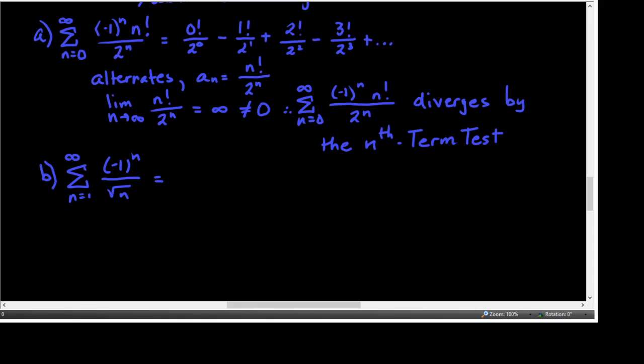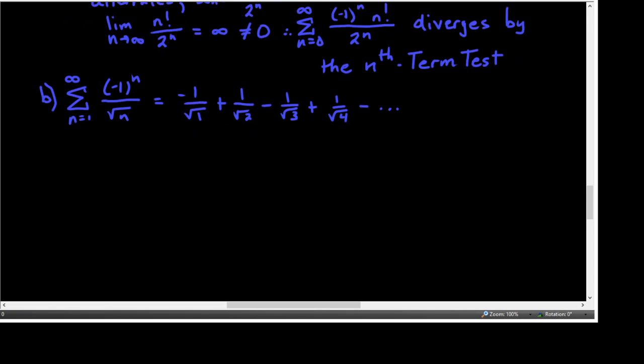So if we were to substitute 1 in, negative 1 to the first is negative. So this will be negative 1 over square root of 1. And then putting in 2, negative 1 squared is positive. So plus 1 over square root of 2 minus 1 over square root of 3 plus 1 over square root of 4. And some of these could be simplified, I realize, but that's not really the point of this. So let's see if this one is going to converge. It does alternate.